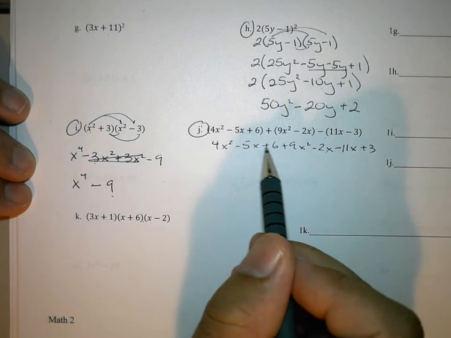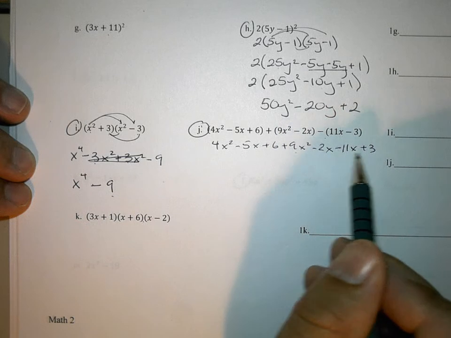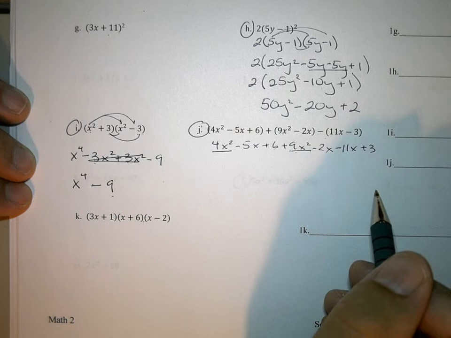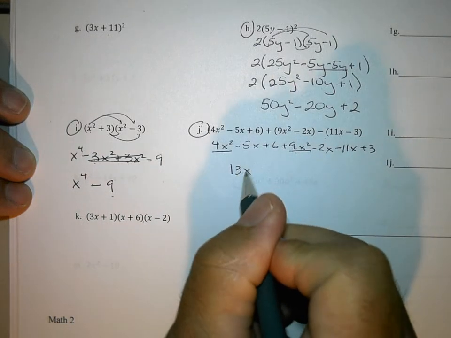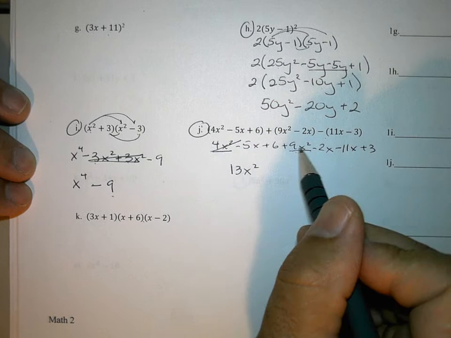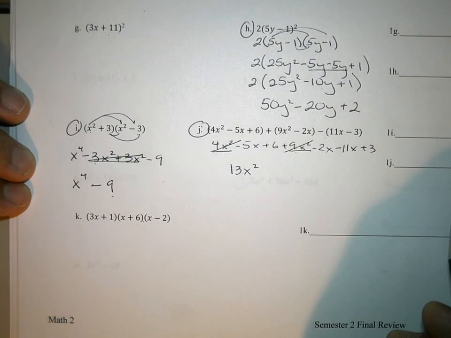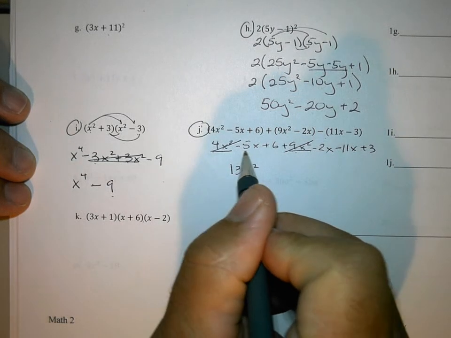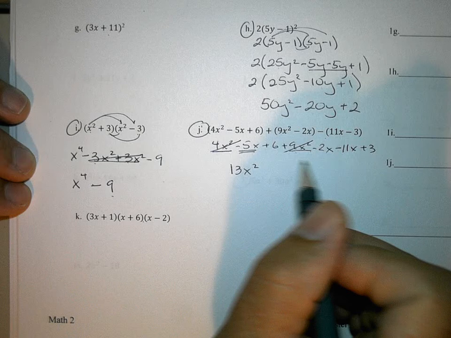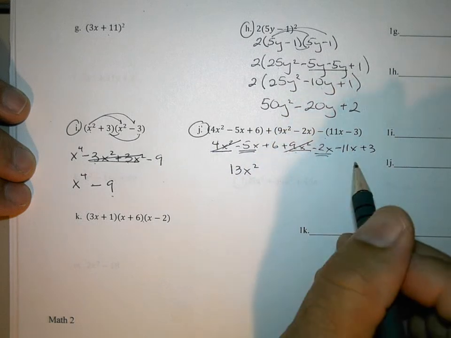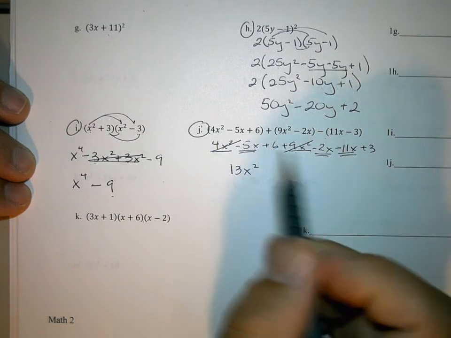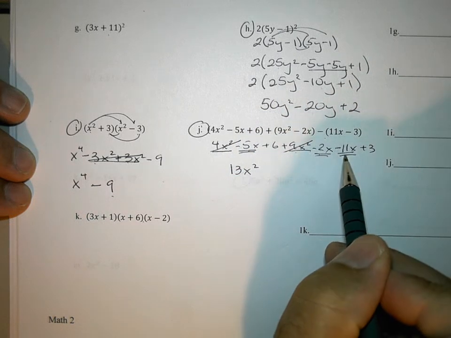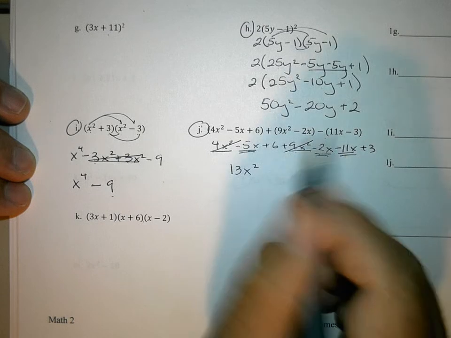Make sure I rewrote it all correctly. Looks like I did. Now combining like terms, 4x squared and 9x squared is 13x squared. All of this is just about taking your time and making sure you cross all your T's and dot all your I's. Okay, negative 5x and negative 2x and negative 11x. Negative 5 plus negative 2 is negative 7. Negative 7 plus negative 11 is negative 18.